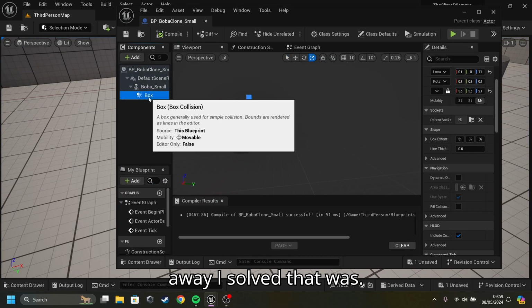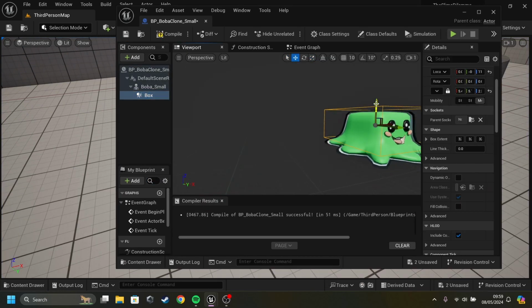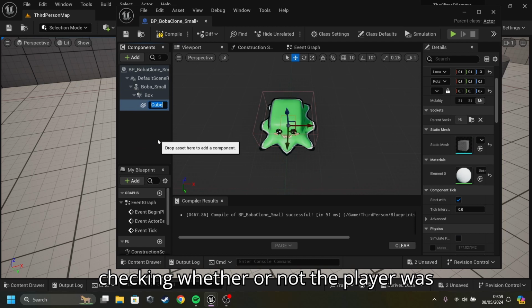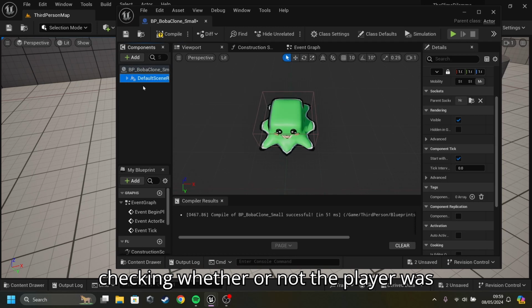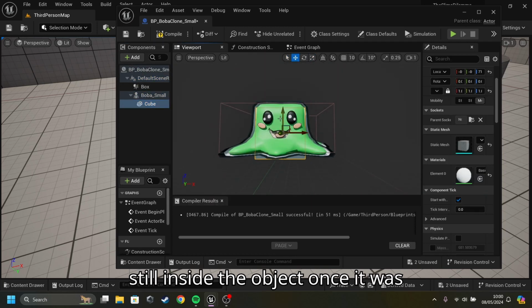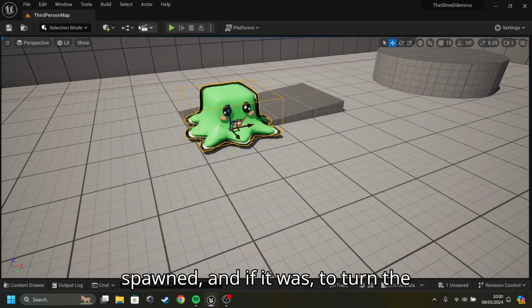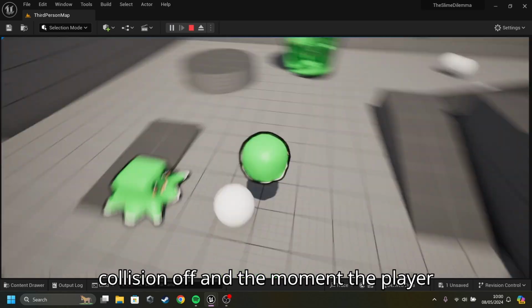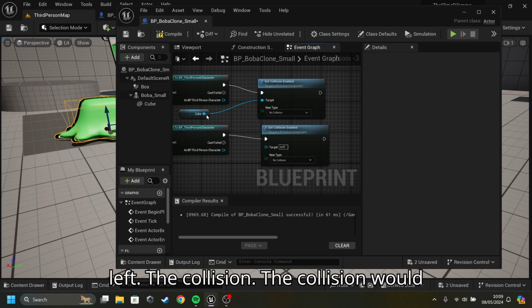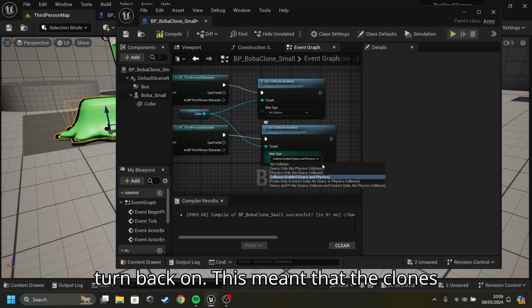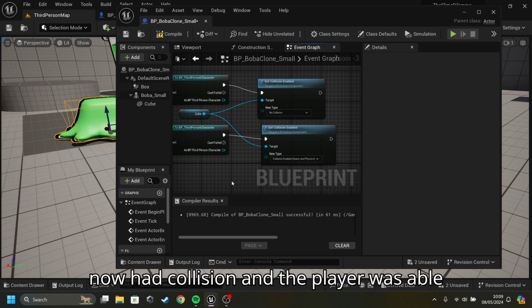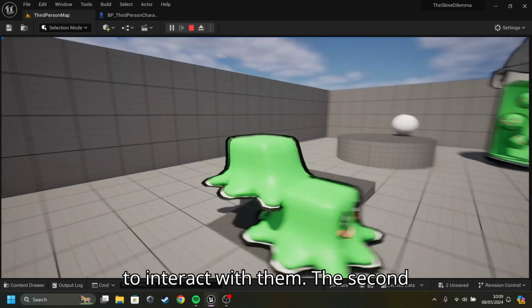So a way I solved that was by doing a collision check, essentially checking whether or not the player was still inside the object once it was spawned, and if it was, to turn the collision off. And the moment the player left, the collision would turn back on. This meant that the clones now had collision and the player was able to interact with them.